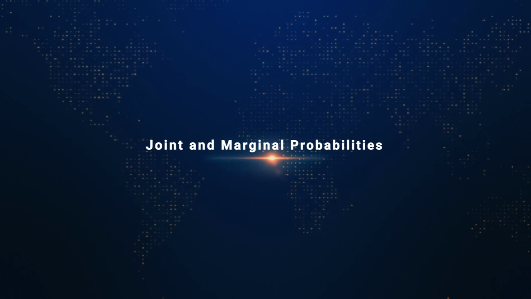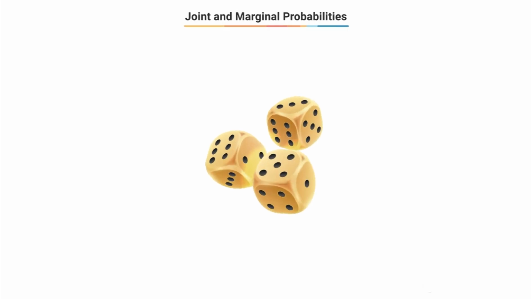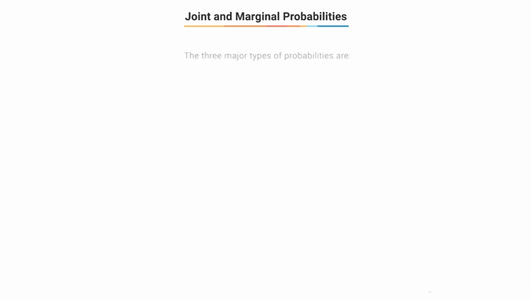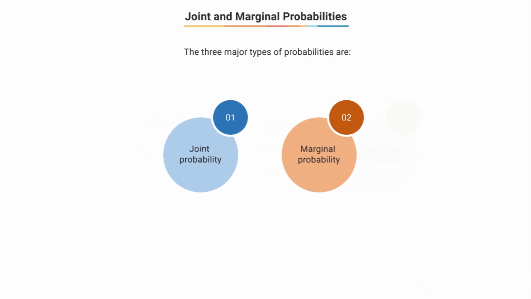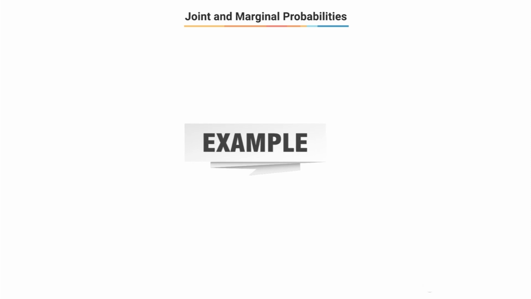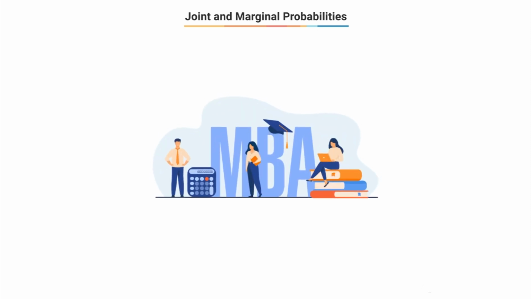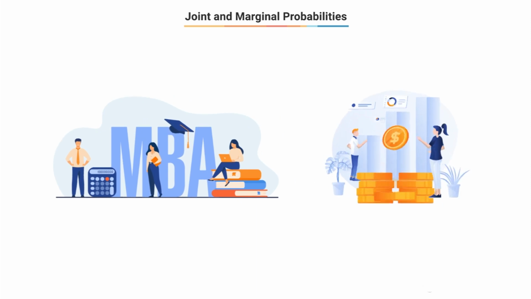Joint and marginal probability. Now let us discuss different types of probability. The three major types of probability include joint probability, marginal probability, and conditional probability. To understand joint and marginal probability, let us consider an example to know whether an MBA degree could be a possible factor in the success of a mutual funds manager.